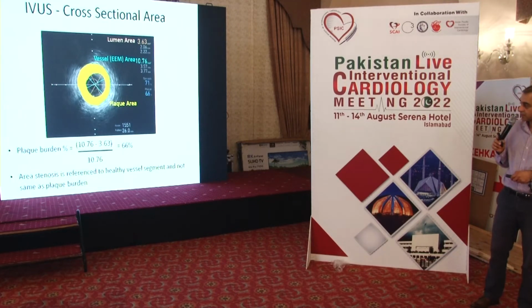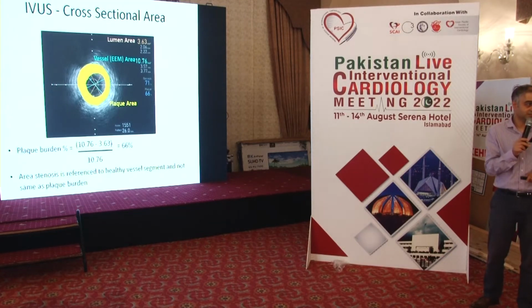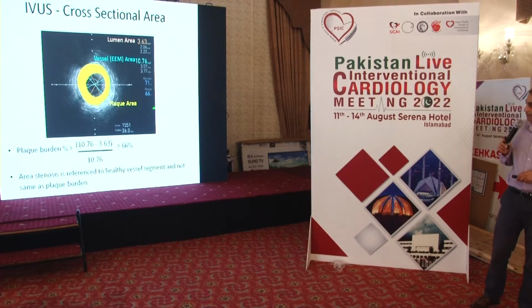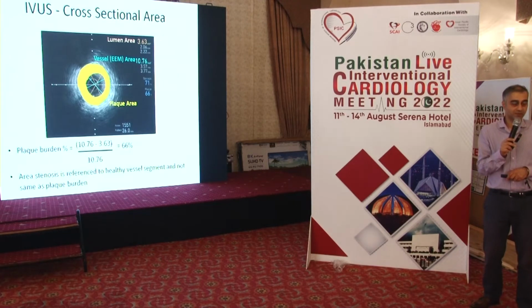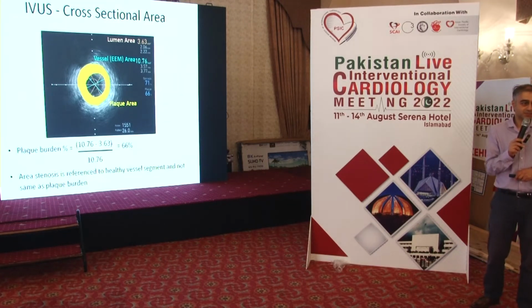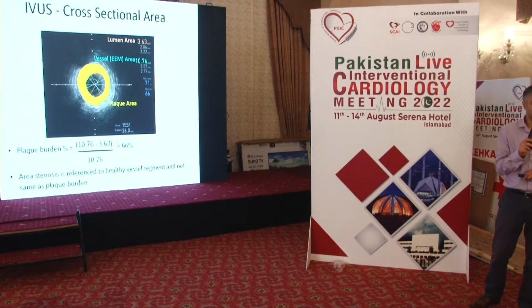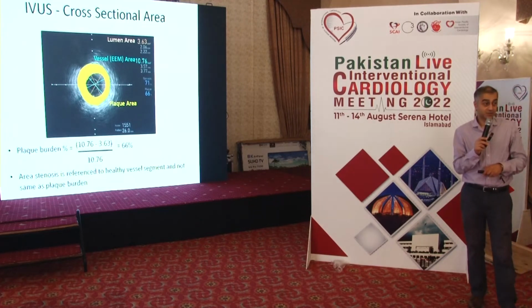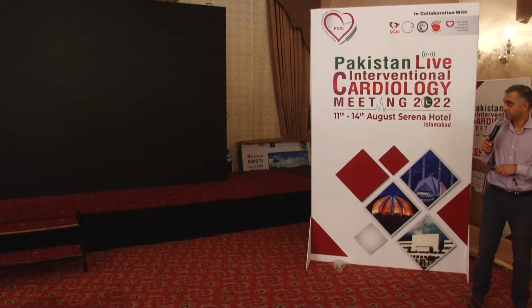And as I say, normally it will just be automated, so it will just come up and it will say 66% plaque burden on your device. Okay, so this is where the plaque burden comes from, and when people talk about 50% left main stem disease, they're talking about plaque burden in that situation. Now, plaque burden is different from area stenosis.